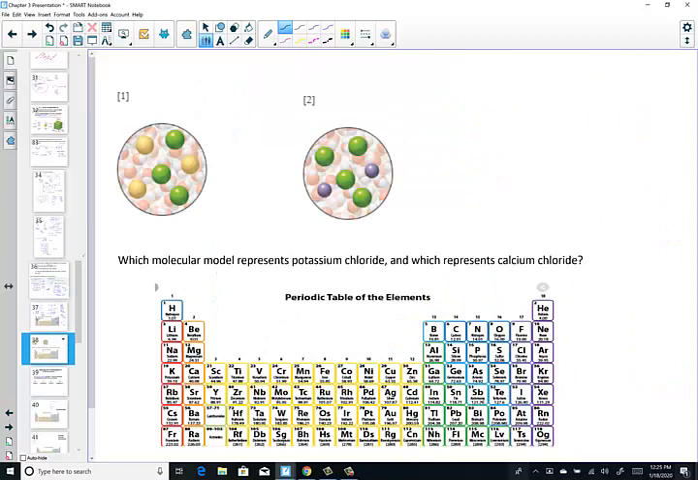Here's a question that asks us to consider molecular models. Which one would represent potassium chloride and which one would represent calcium chloride? Well, let's first figure out what these chemical formulas would look like. The element potassium is the symbol K. See it right here, number 19?